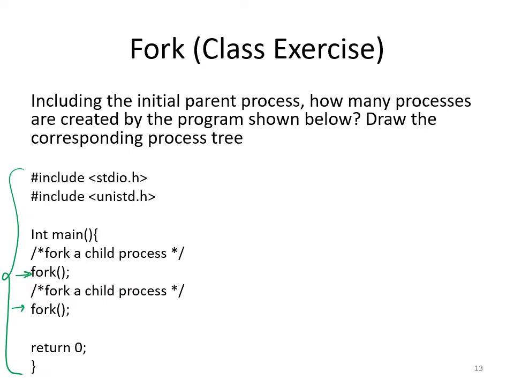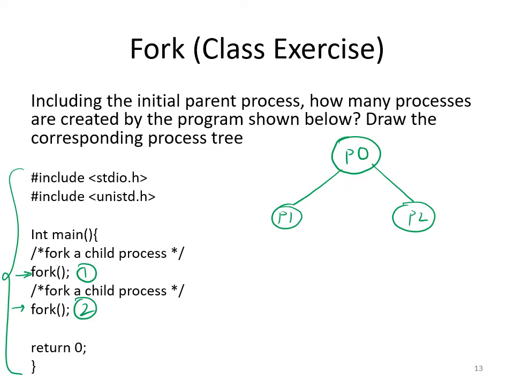So I'm going to draw a process tree corresponding to this process. So let's assume that this parent process, the code for which is shown over here, is this process P0 at the root over here. Now inside this parent process, there are two fork statements. So corresponding to each fork statement, a new process would be created. So because there are two fork statements, this parent process will have two child processes, P1 and P2.